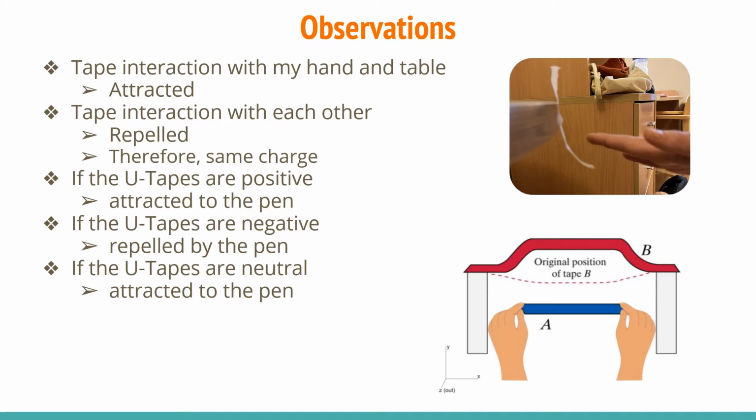To determine what charge the tape had, I held the U-tape to a pin, which I knew to have a negative charge. If the U-tape had a positive charge, it would be attracted to the pin. If the U-tape were neutral, it would be attracted to the pin. However, the U-tape was repelled by the pin, so we can conclude that the U-tape is negatively charged, meaning there are excess electrons.